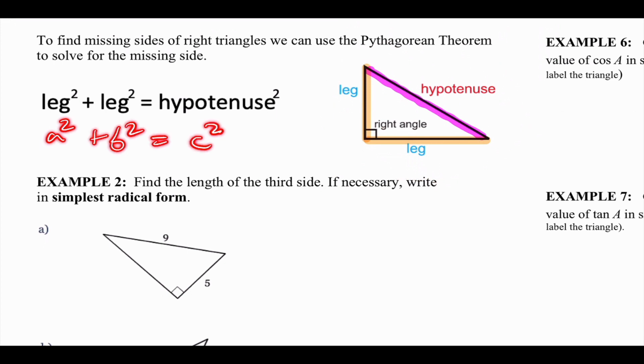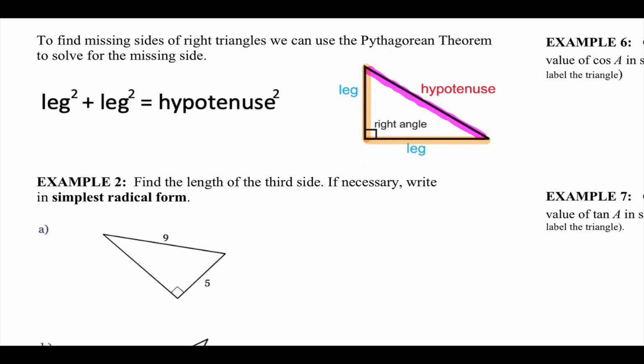Sometimes you'll see it called a squared plus b squared equals c squared. It's the same thing. I prefer to use the words because every time you see a squared plus b squared equals c squared, you're like, which side's A? Which one's B? Which one's C? It gets confusing because C is always going to be the hypotenuse, and a leg can be A or B. So it gets confusing, so I just use the words.